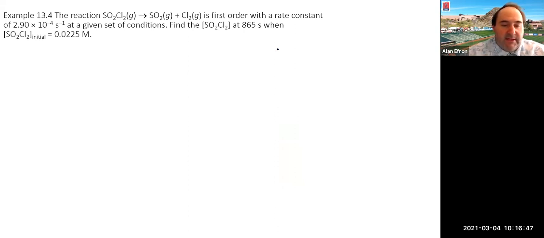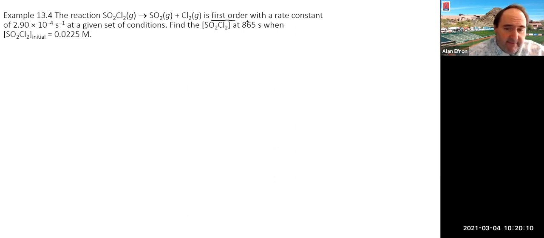This reaction has a rate constant. Find the concentration of SO2Cl2 at 865 seconds if our initial concentration is 0.0225. Take a couple of minutes and see what you come up with, and we'll double check and make sure everybody's on the same page.